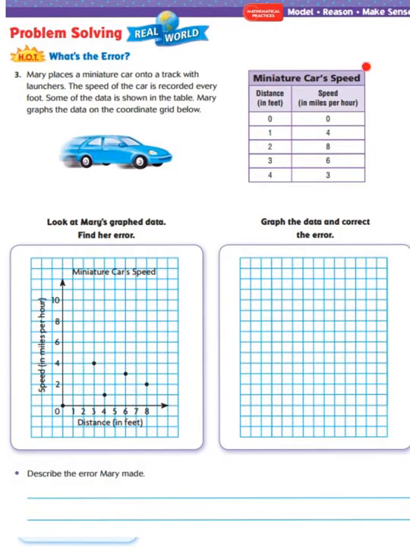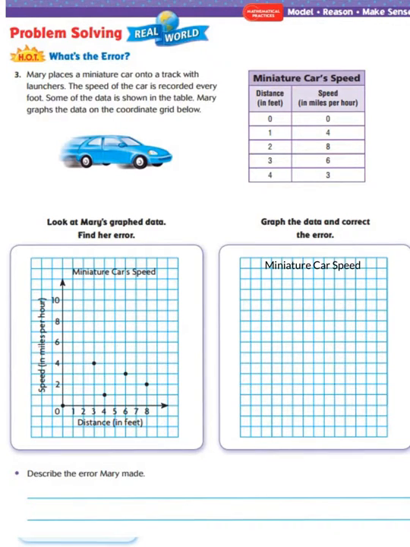So we have our table and we have our coordinate grid. And over here is where we're going to graph the data and correct the error. Over here it has miniature car speed as the title. Our x-axis is the distance in feet, and our y label is speed in miles per hour. So over here our label would be the same. Now we're actually going to draw our x and y axis.